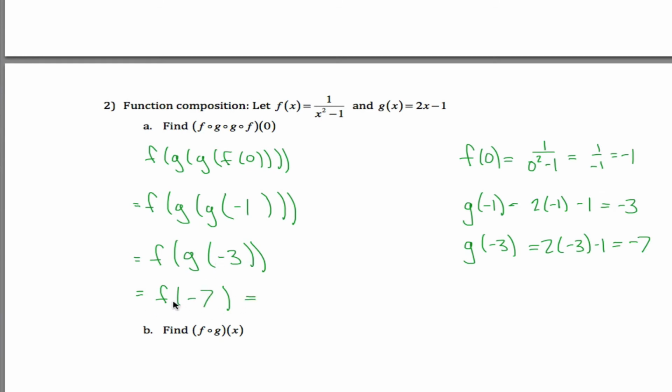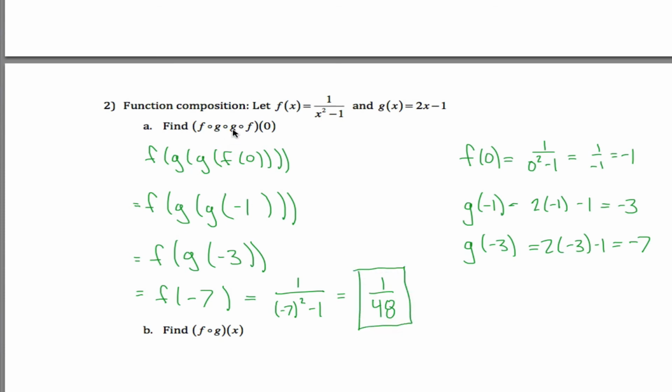And now if I can figure out f of -7, I'm done with this problem. Figure out f of -7, well, I know f of x. So f of -7 is going to look a lot like this guy, except everywhere I see an x, I'm going to write -7. So let's see, -7 squared is positive 49. And 49 minus 1 is 48.